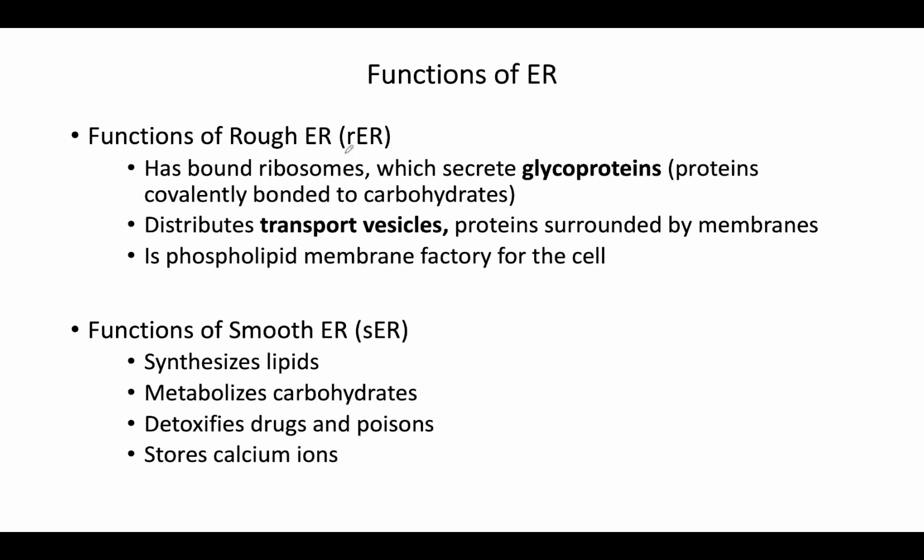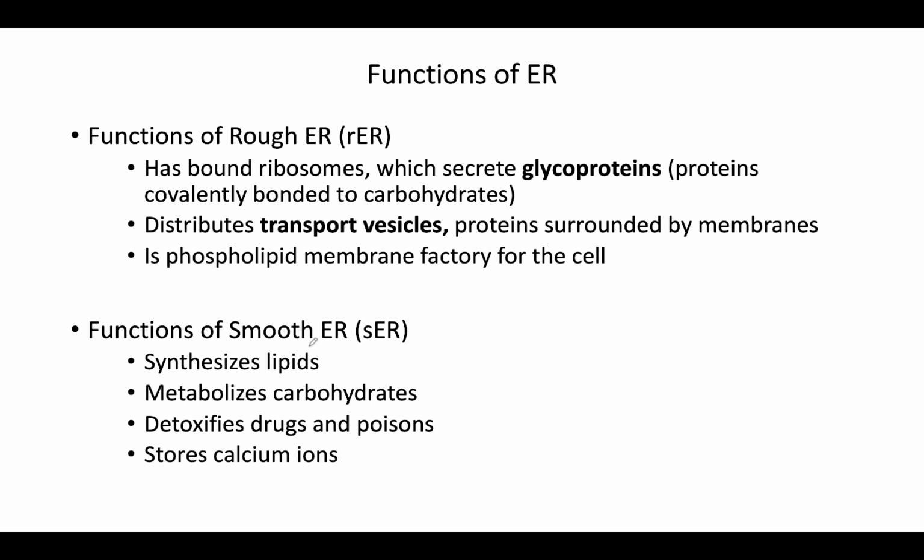Function of ER. First, rough ER has ribosomes attached and secretes glycoprotein. So rough ER produces protein, glycoprotein. Rough ER distributes transport vesicles. Rough ER is a phospholipid bilayer. I told you 50% of a membrane comes from ER. Therefore, rough ER is the phospholipid membrane factory for the cell.